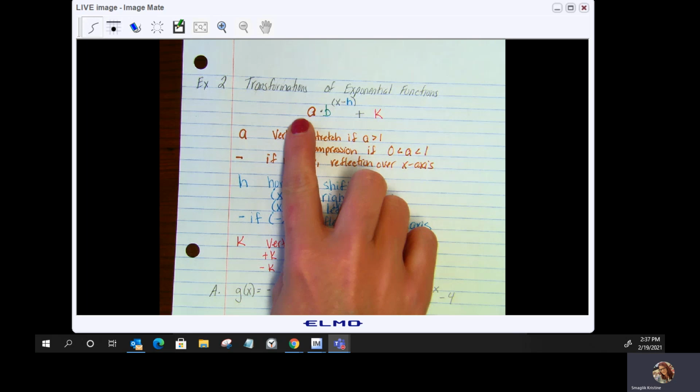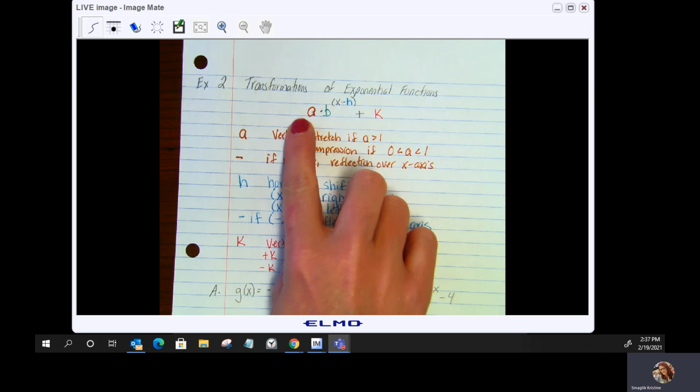My asymptote is also going to change because remember, I started out with an asymptote at y equals 0, and if I've moved my graph down 4 from y equals 0, well, that means my asymptote has also moved. So that means my asymptote is now at y equals -4.